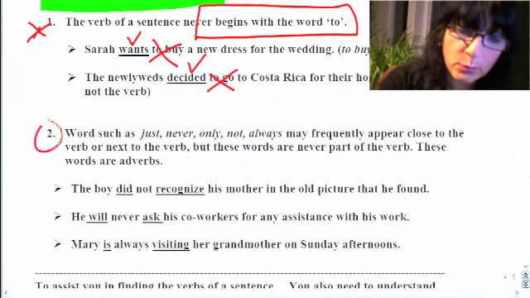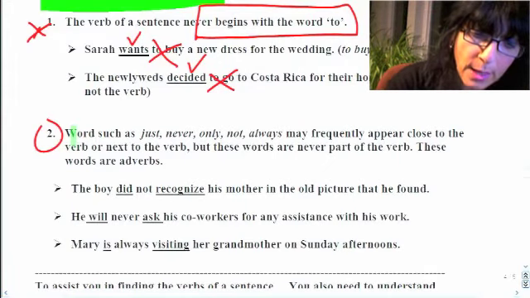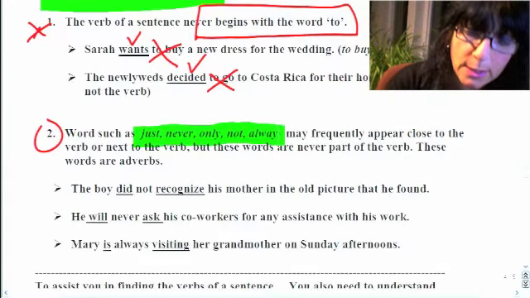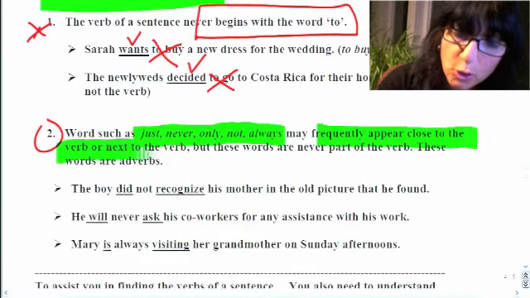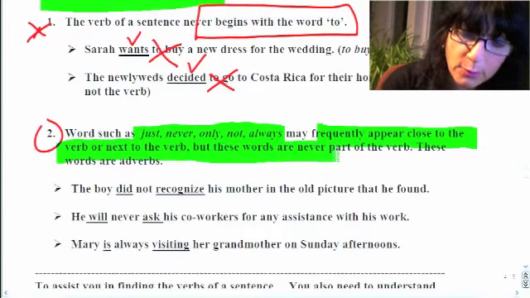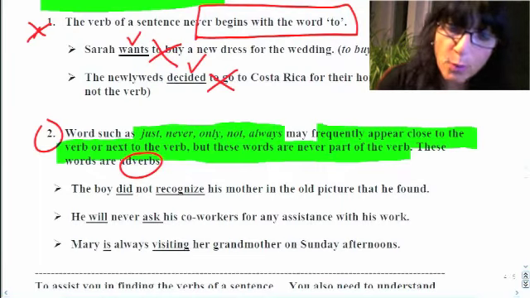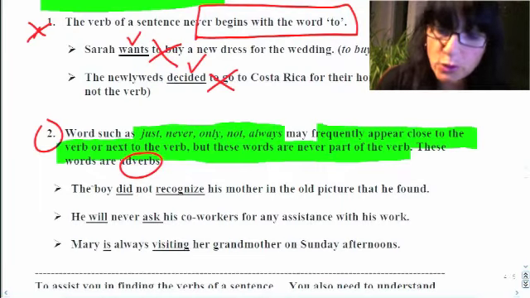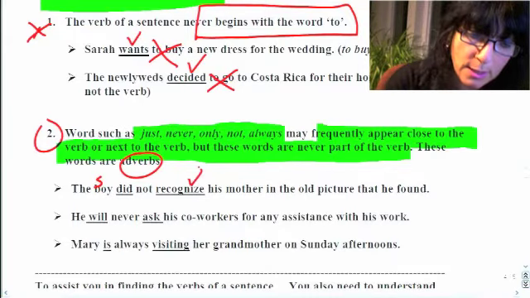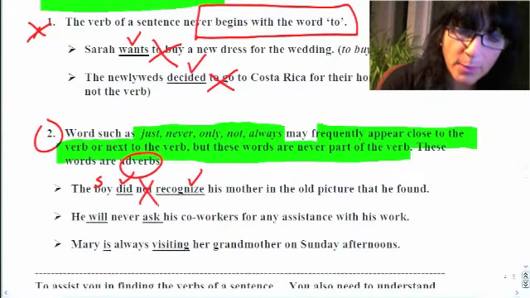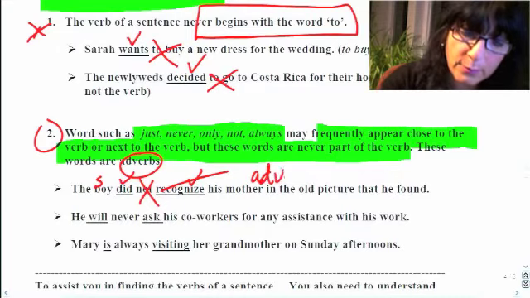That's one important rule, and here's one other one to remember, and that is words such as just, never, only, not, and always frequently appear close to the main verb or next to the verb, but they are not verbs. In fact, what they are, they're adverbs. Let's look. The boy did not recognize his mother in the old picture that he found. Boy is the subject. The main verb is recognize. The helper verb is did. So the full verb is did recognize. Not part of the verb. It's called an adverb.